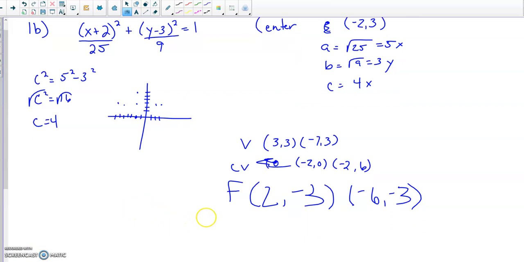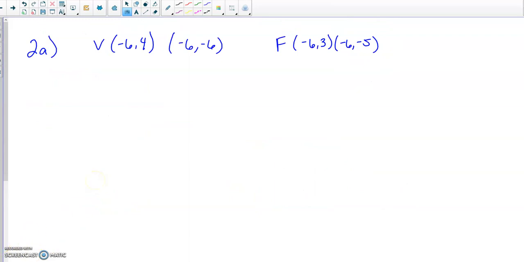And then last but not least is our eccentricity. Remember, it's just C over A. So this is 4, that's an A by the way, over 5, which is 0.8. Okay, not too shabby. Okay, here we go. Number 2.